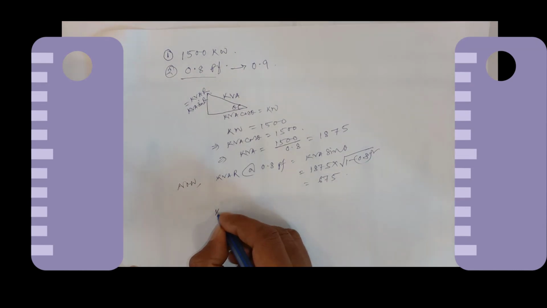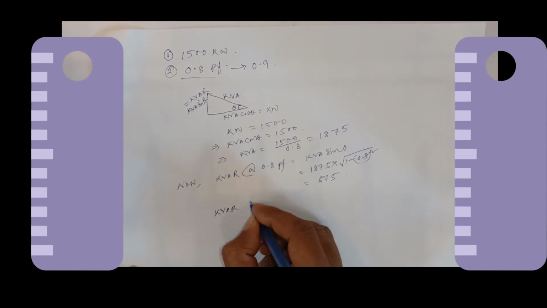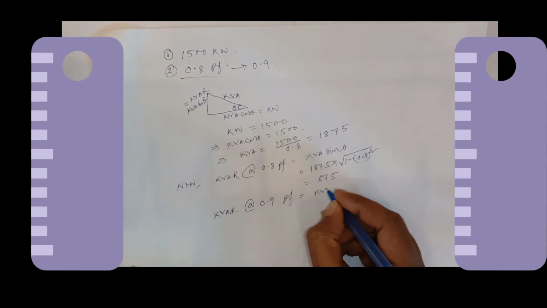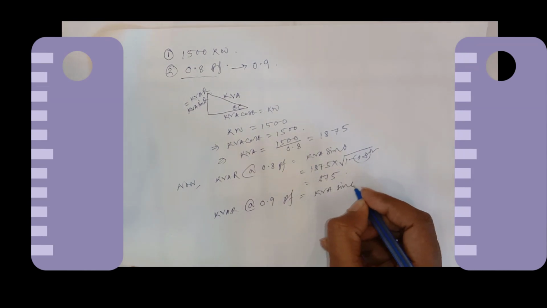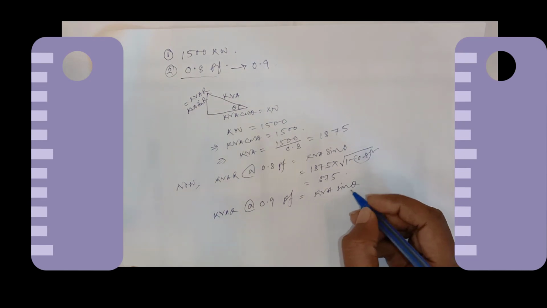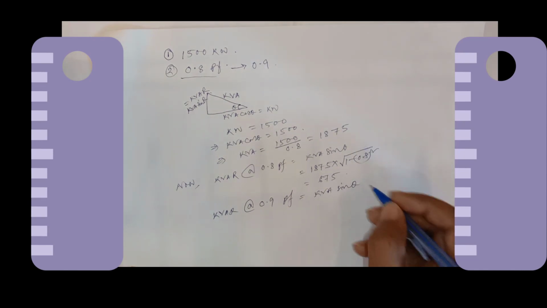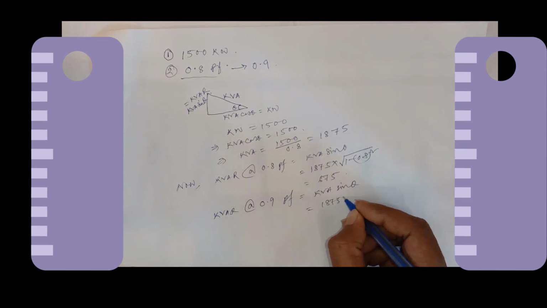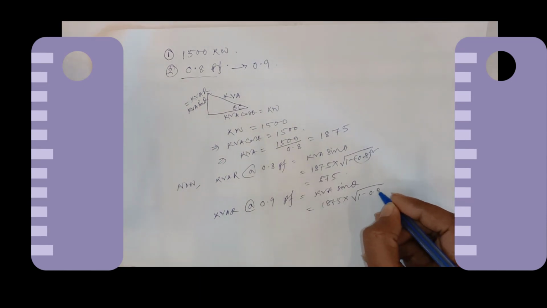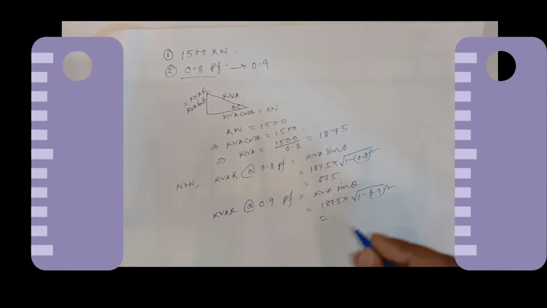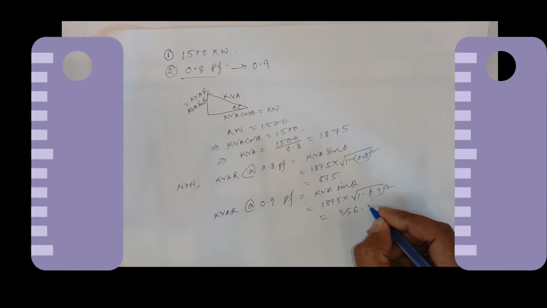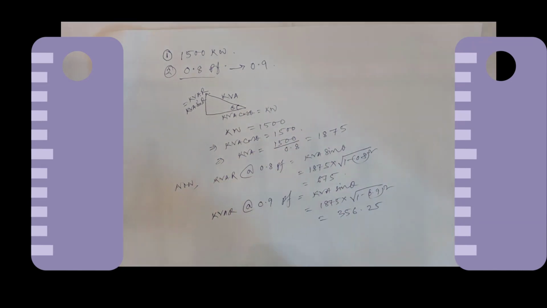So kVAR, reactive power at 0.9 power factor, will be kVA sin theta, where cos theta is 0.9. So 1875 into the square root of 1 minus 0.9 square. This will be 356.25.